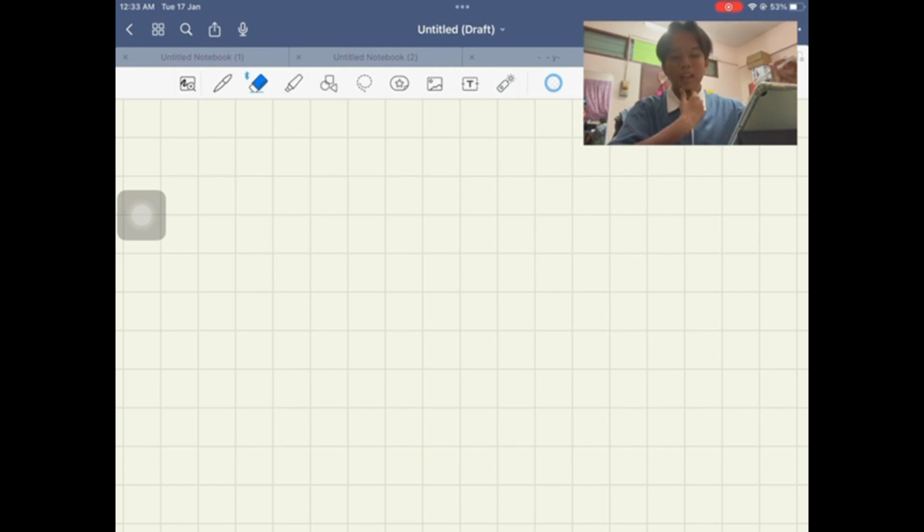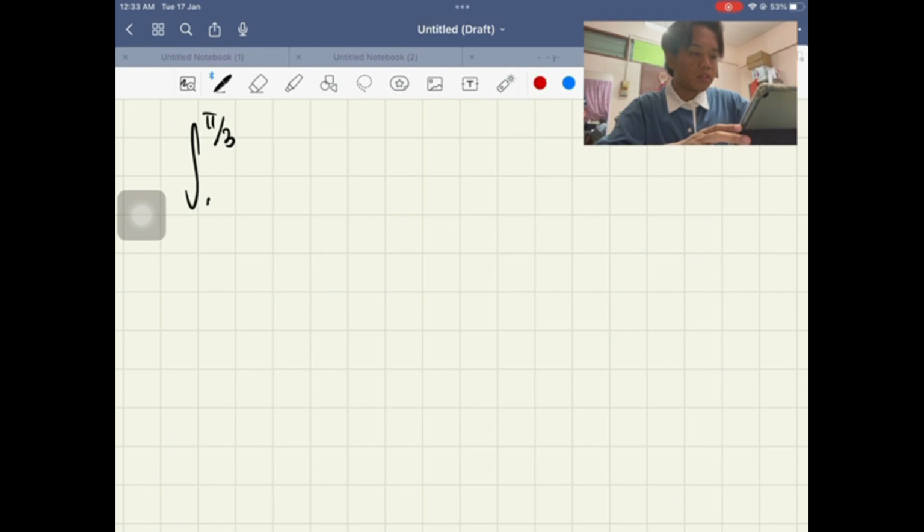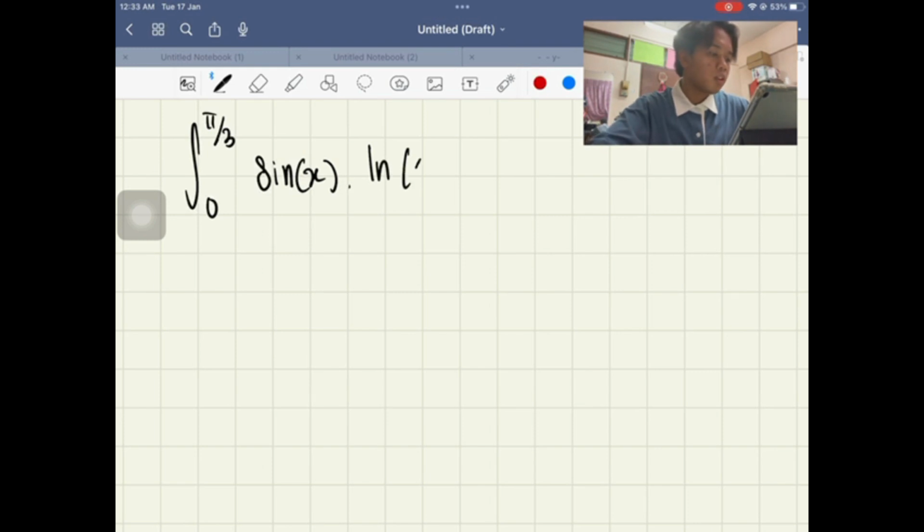I will explain question 1 number 2, which is integration by parts. So the question is: integrate with limits pi over 3 and 0, integrate sin x times ln cos x dx.